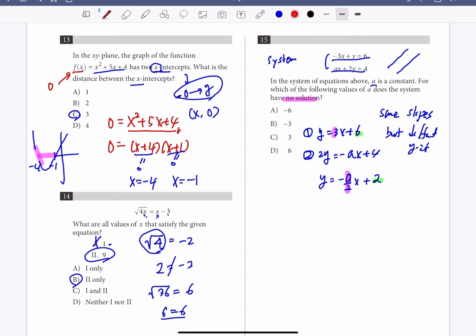So 3 should be equal to negative a over 2. And you multiply negative 2 on both sides, so these are cancelled out. A is isolated, which is negative 6.